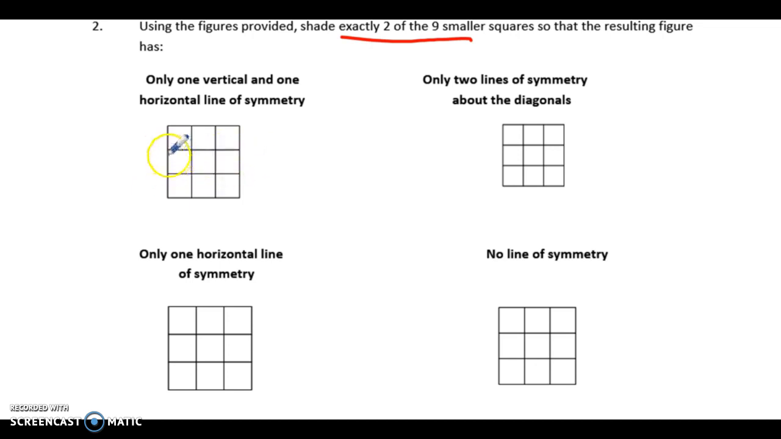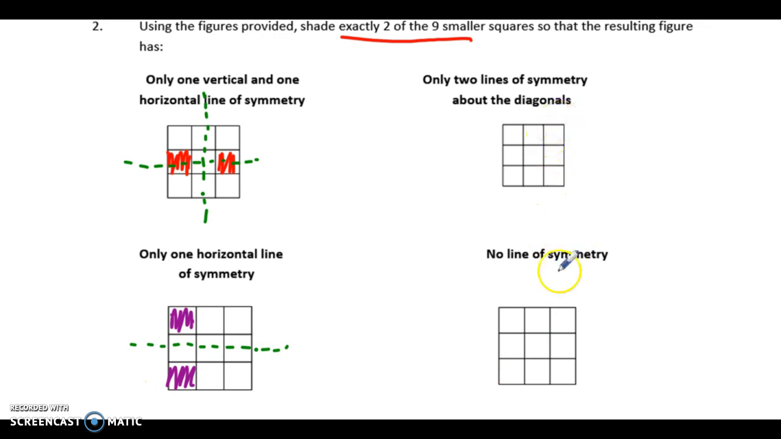So I'm picturing if I shade this square and this square, then I could fold this way and it would be symmetrical, and I could fold this way and it would be symmetrical. I'm going to let you try number 2. Number 3, only 1 horizontal line symmetry. So horizontal line symmetry means I should be able to fold this way, but I don't want to be able to fold this way. And so I could make that look like this, horizontal line symmetry.